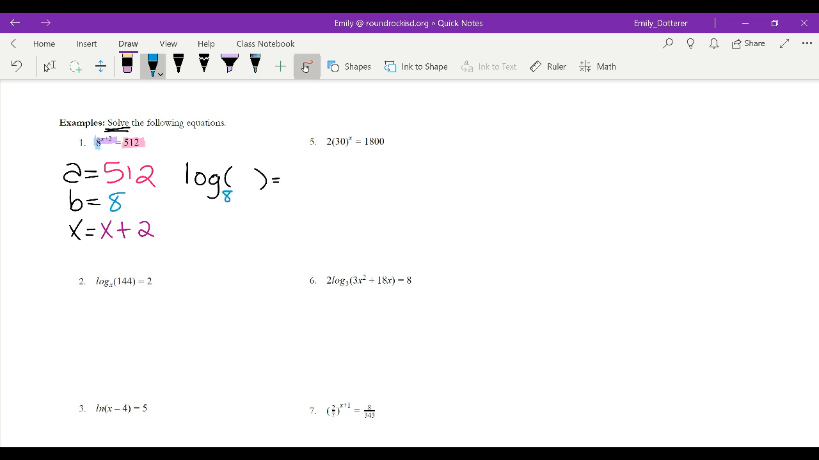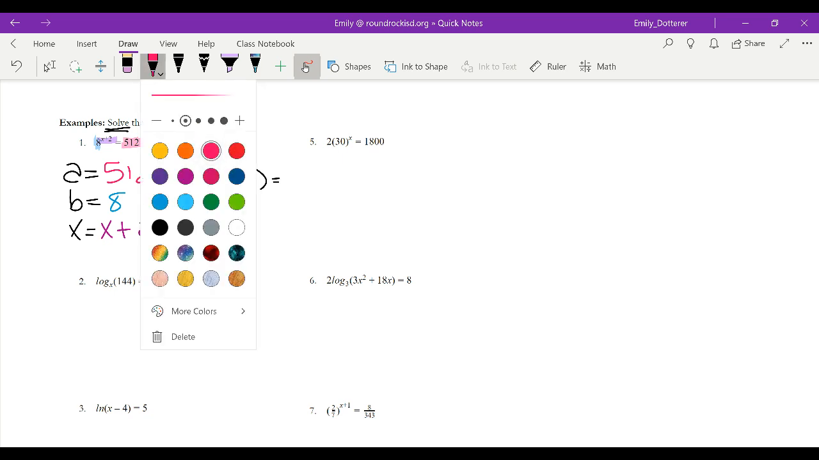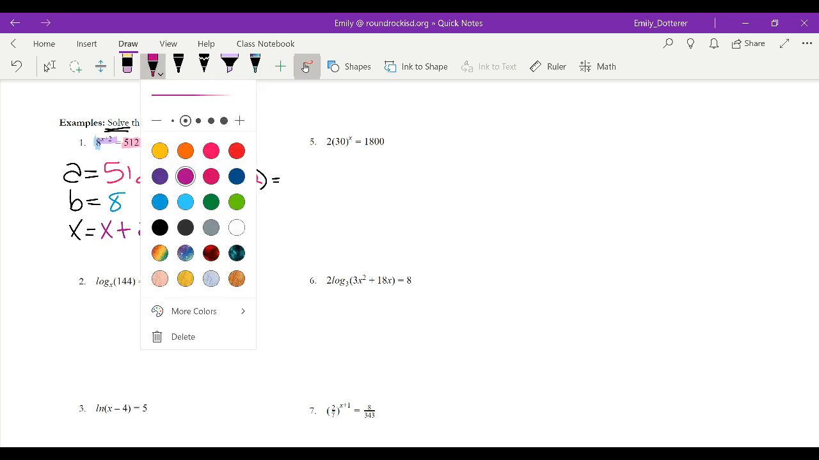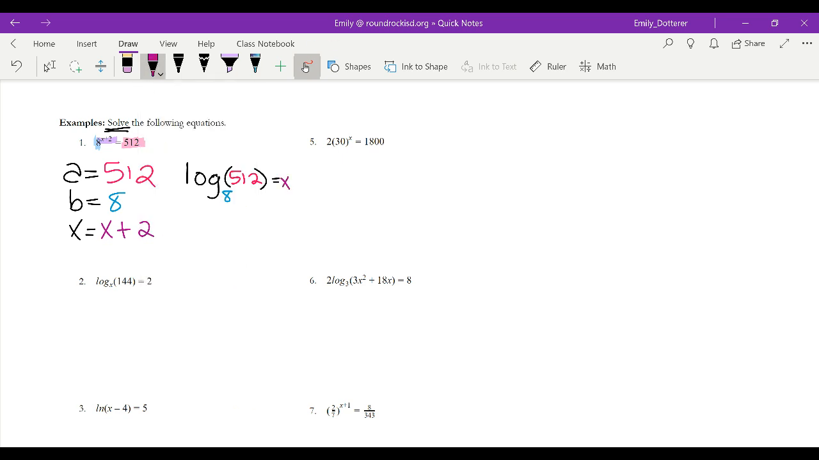So log base 8 of 512 equals x plus 2. Okay.